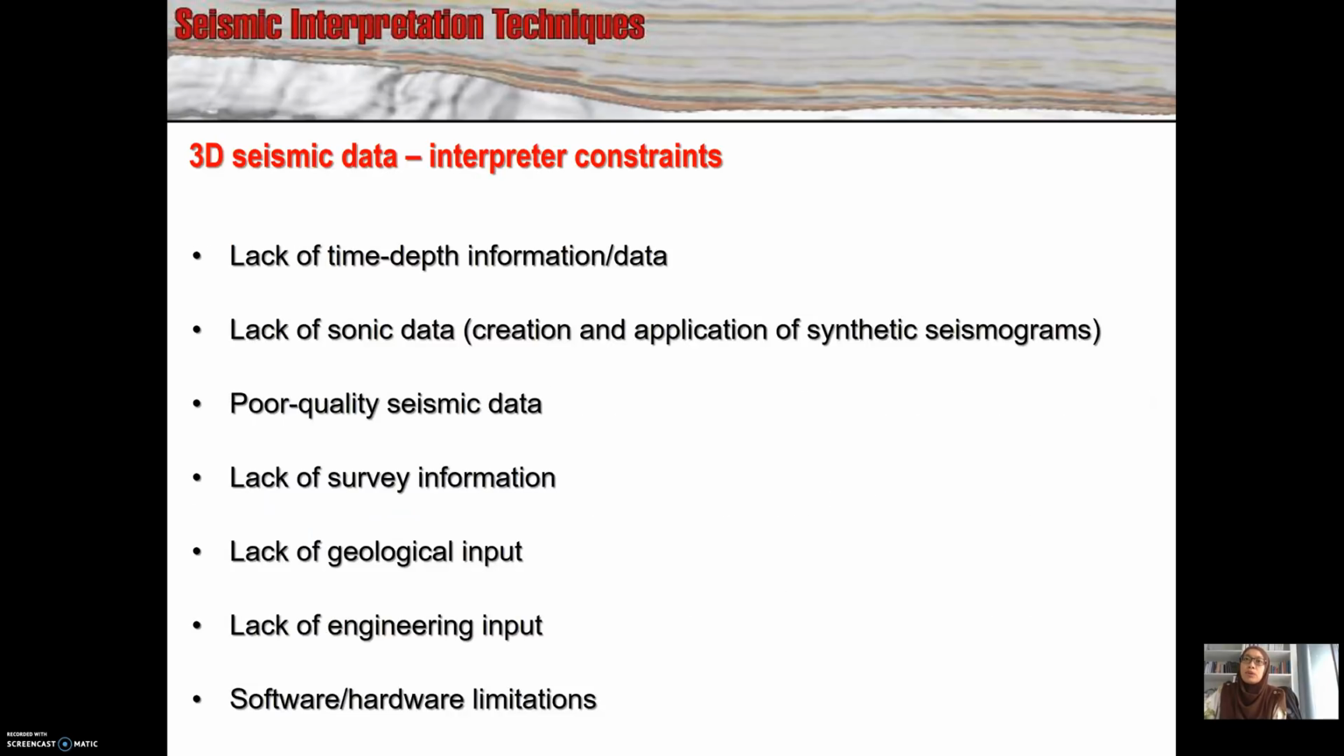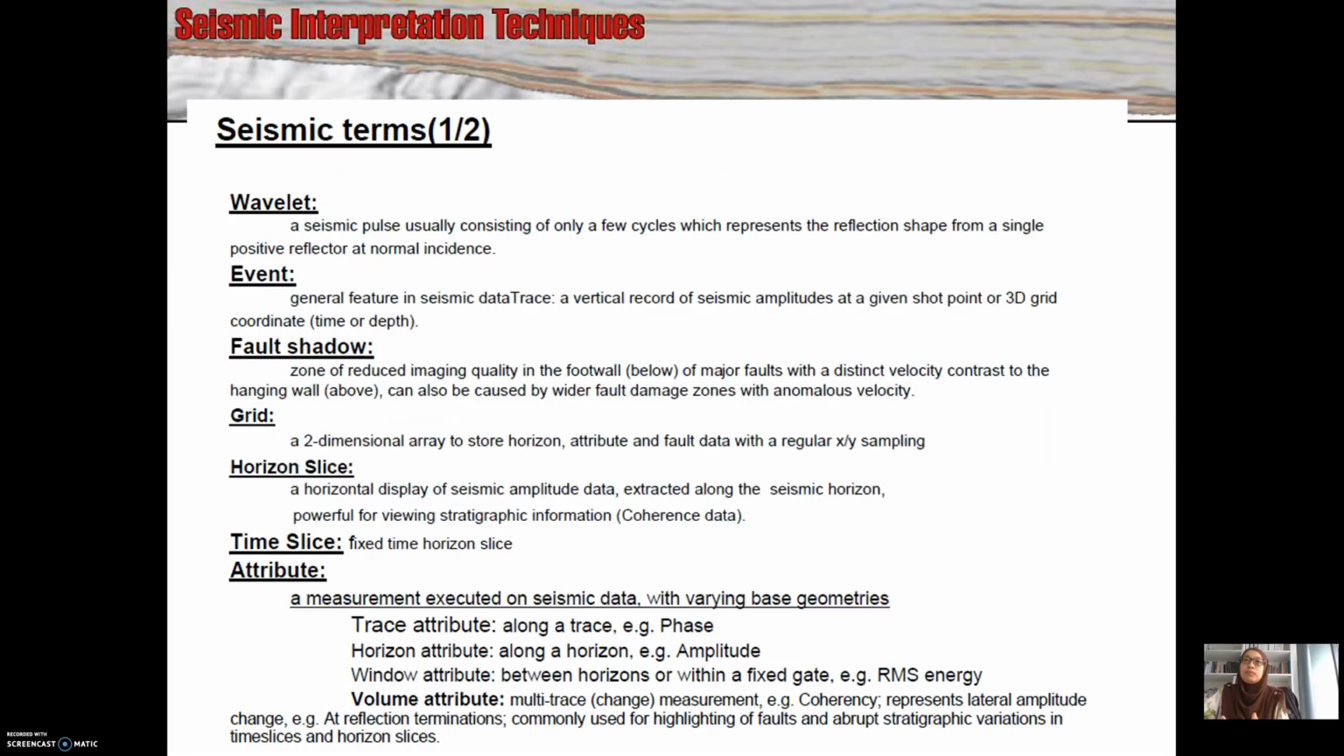We also have constraints. Sometimes you don't have time and depth information because you have to convert from time to depth. You don't have sonic data, you have poor quality seismic, you have little information on the acquisition, you don't know the geology of the area, you don't have engineering input from your reservoir engineer, and sometimes you have limitations on the software and hardware, maybe your computer is not powerful enough, your data is too big, and so on.